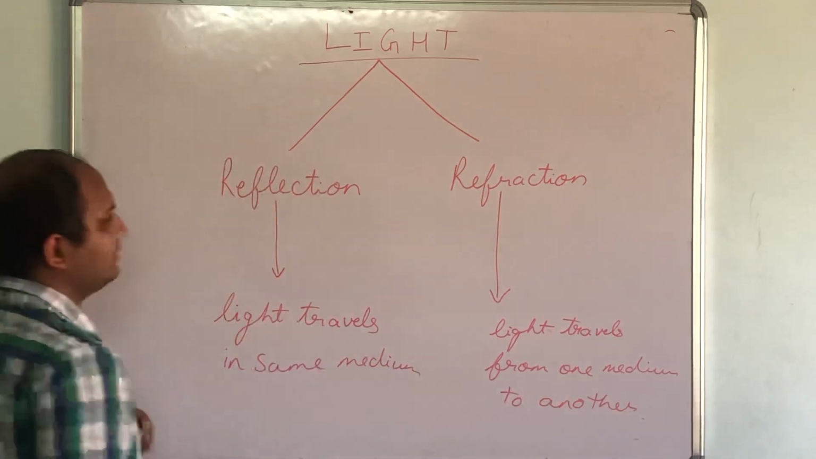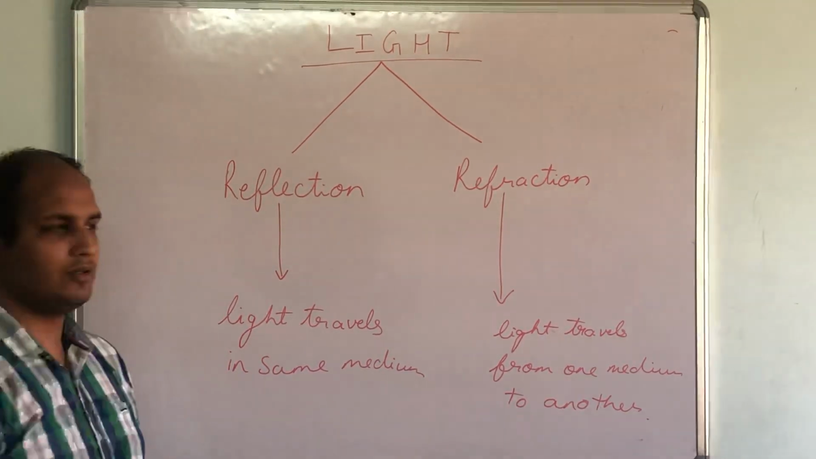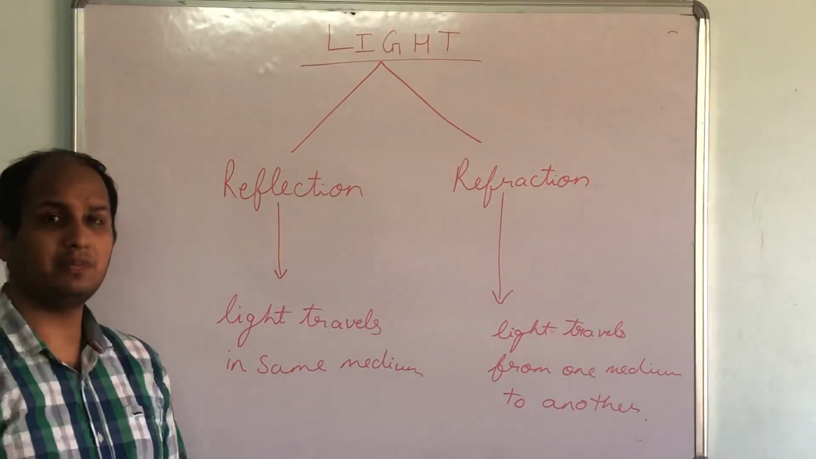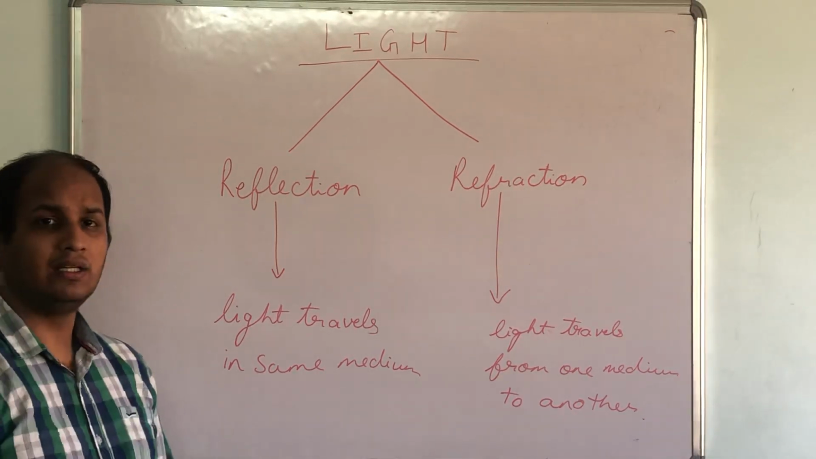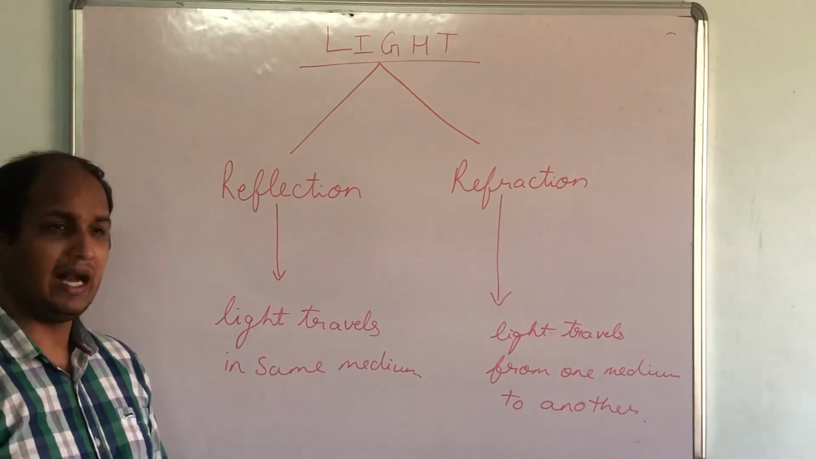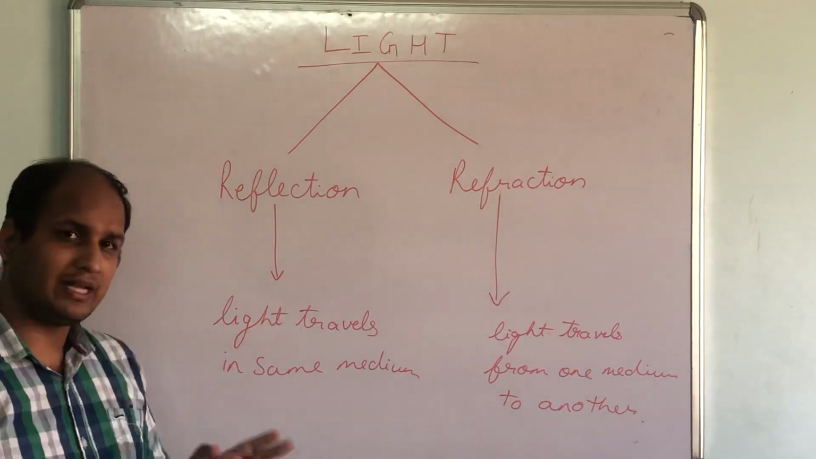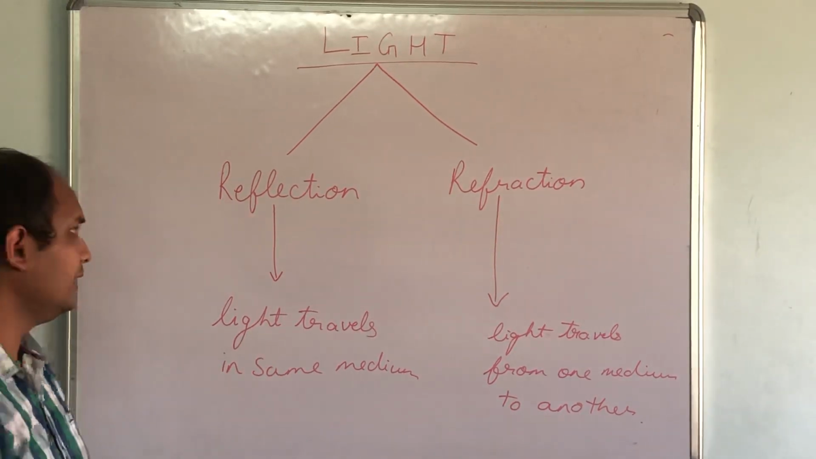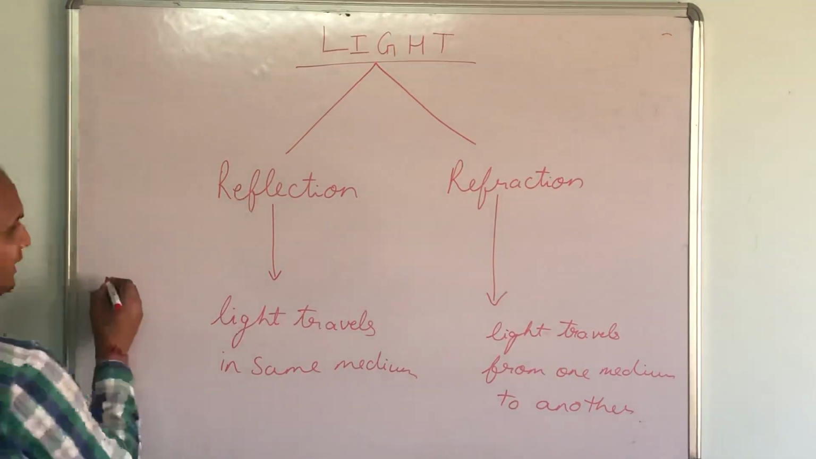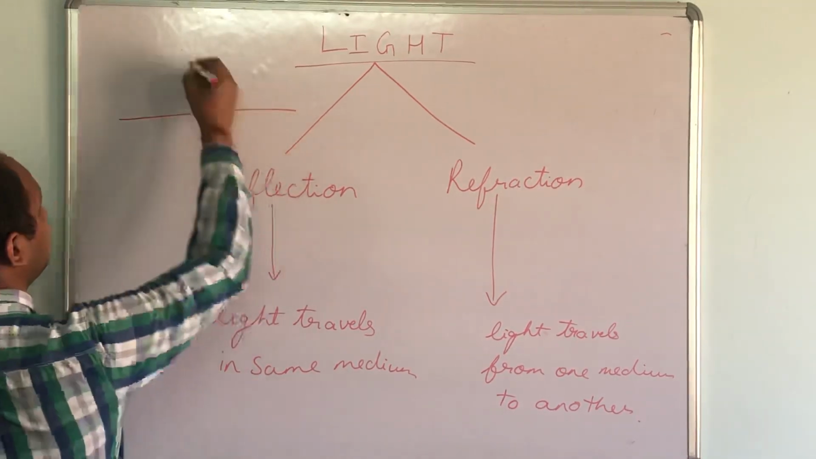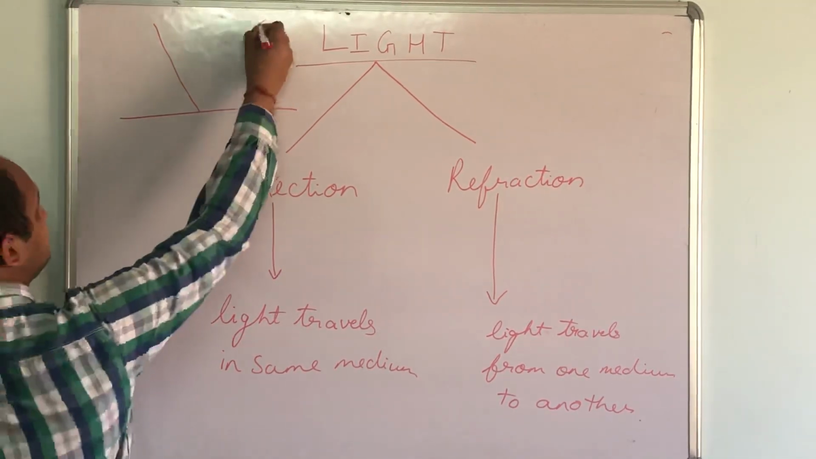Now, let's take an example or discuss about reflection first of all. What do you mean by reflection? Reflection is basically the bouncing back of light in the same medium, right? At the same angle at which it is incident, right? Let's see with the help of a diagram. I hope this diagram will be visible to you.